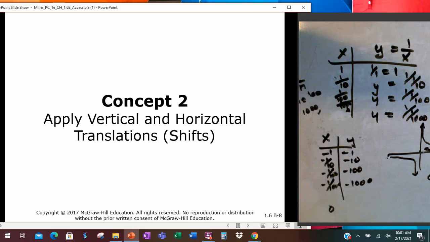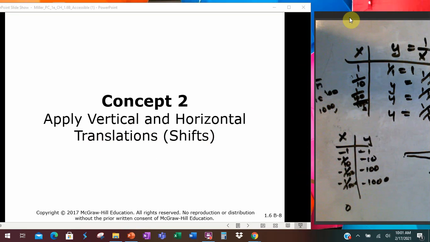So we're going to start out with this concept of vertical and horizontal translations, and these are just shifts. So these are transformations under these global things, vertical and horizontal translations or transformations. And then under that transformation, is it a vertical or is it a horizontal? Okay.